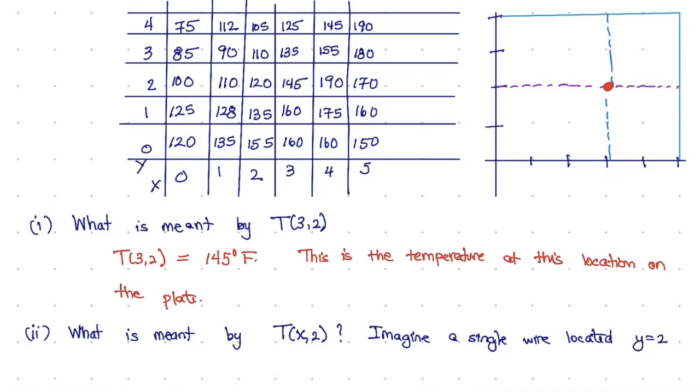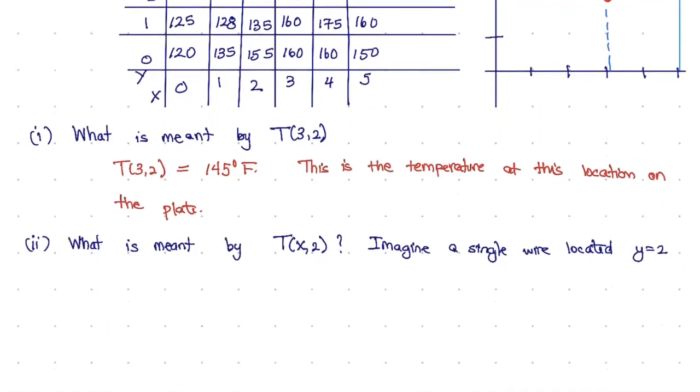So we're fixing the value of y, and that's an important concept that you need to get, that we're fixing the value of y at 2, and we're looking at how the temperature varies as we change the value of x. And so this would mean that we're going along the x-axis, or that the x values are changing. We imagine a single wire located at y is equal to 2, and we have different temperatures as we travel along the x-axis, or as we travel along that wire.